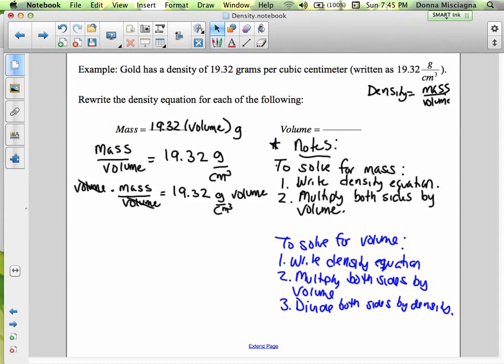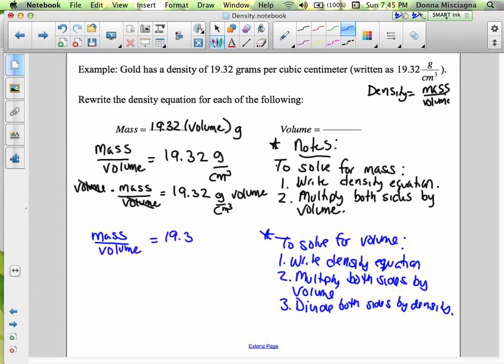You can put this part in your notes too, to solve for volume. We're going to write the density equation again: mass divided by volume equals, in this case, 19.32 grams per centimeter cubed. We want to get volume all by itself, but we can't do anything until we get it out of the denominator. So just like before, we're going to multiply both sides by volume.